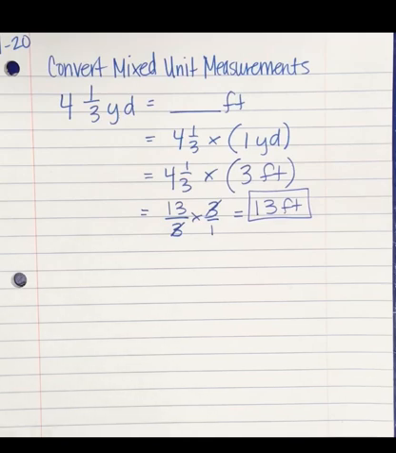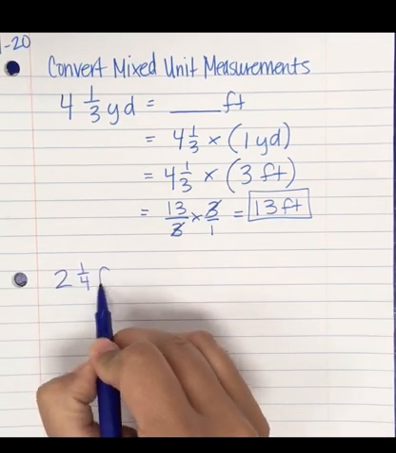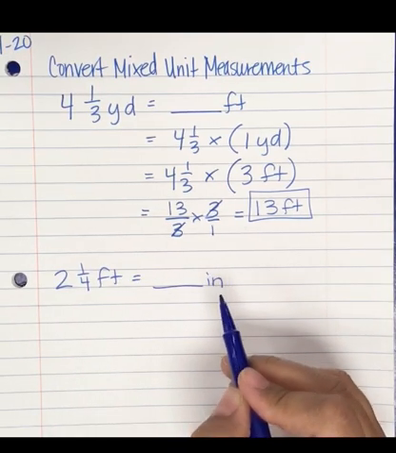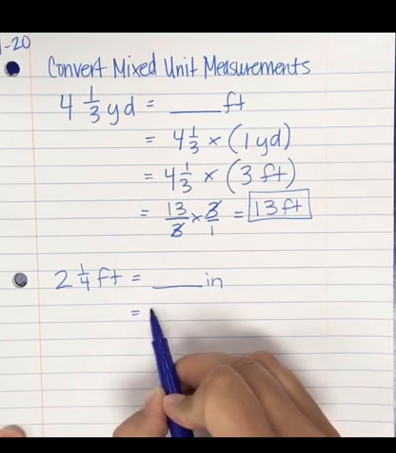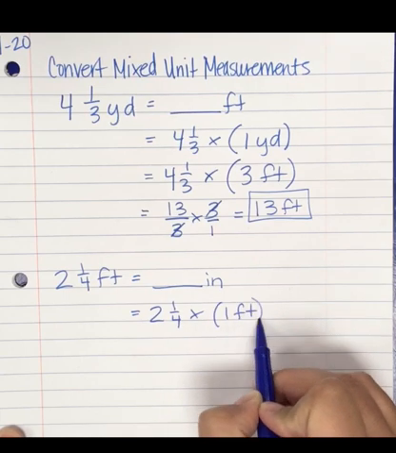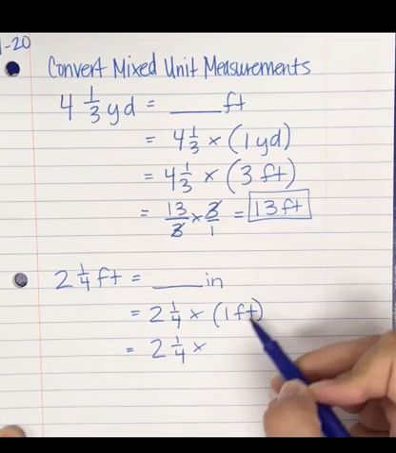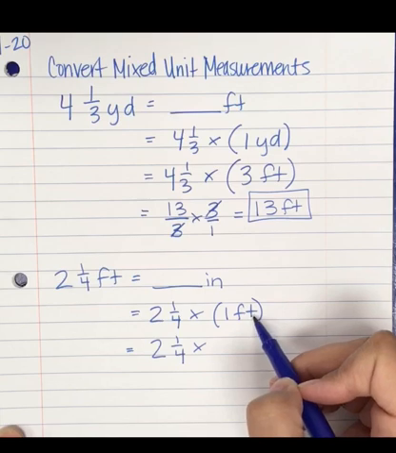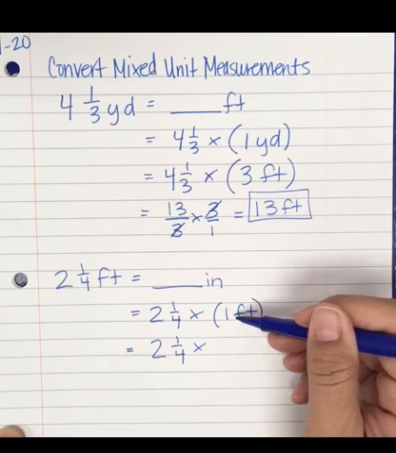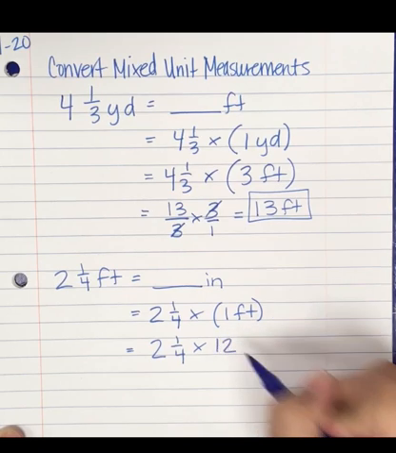All right, next one we're going to do is 2 1/4 feet equals how many inches? All right, so same process, 2 1/4 times 1 foot, bring that down, 2 1/4 times, and then 1 foot is how many inches. So you always want to start off with whatever's in the parentheses. So 1 foot is how many inches? And we know that that is 12 inches.